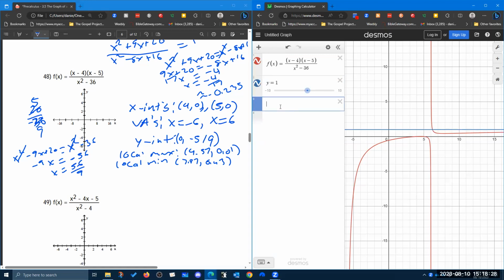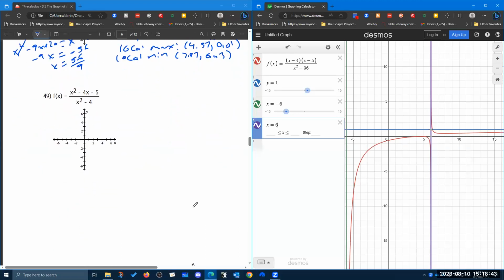I've also got vertical asymptotes at x equals -6 and x equals 6. Graph is never going to cross a vertical asymptote, but it can cross a horizontal asymptote.